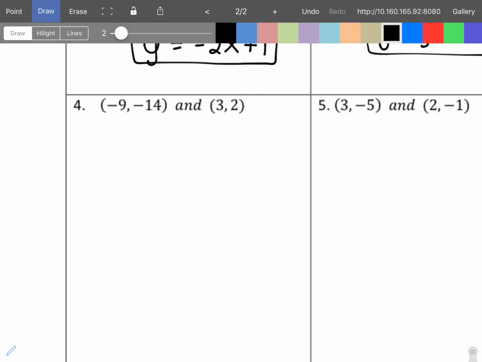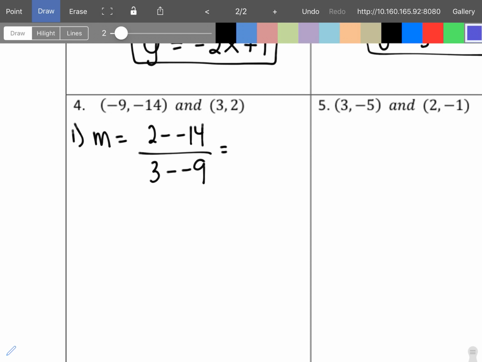Okay, I'm going to do 4. I want you guys to do 5 and 6. Okay, so first step, find slope: y2 minus y1 over x2 minus x1. If you need to label, please label. I'm only not labeling because I know I've showed you guys labeling a lot. So if you still are not comfortable labeling, please label. It'll help you.